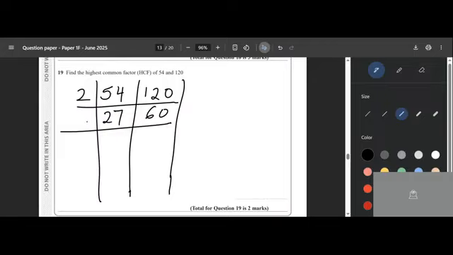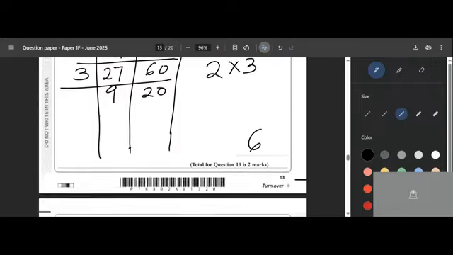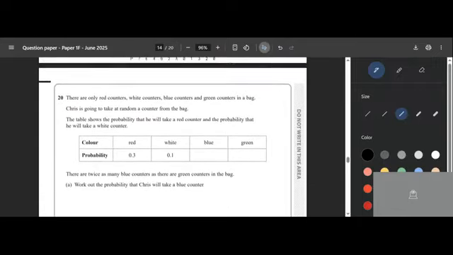So we'll say 3, because 3 can divide all of them. So 3 will divide this one 9 times, and 3 will divide 60 20 times. We don't have any other number that can divide both of these numbers, 9 and 20. Therefore, the highest common factor is 2 times 3, which is 6.